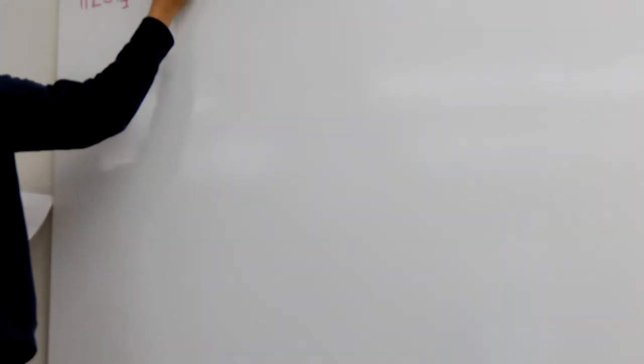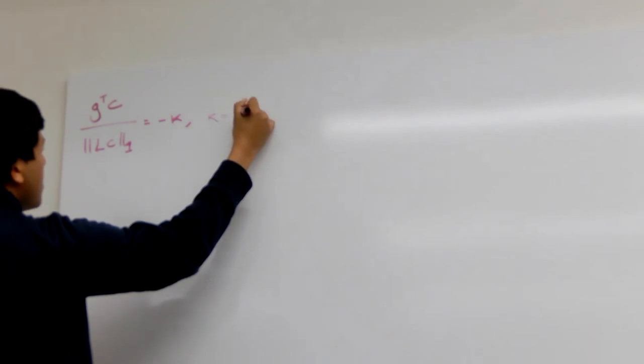Okay. Let me start talking about the actual analysis of the interior point method in a little bit of detail. It's not that difficult. So here's the high level idea of how to analyze the interior point method. Here's the setup. Let's say we have a cycle C where G transpose C over the L C one norm is negative kappa, and let's say kappa is at least m to the minus one.